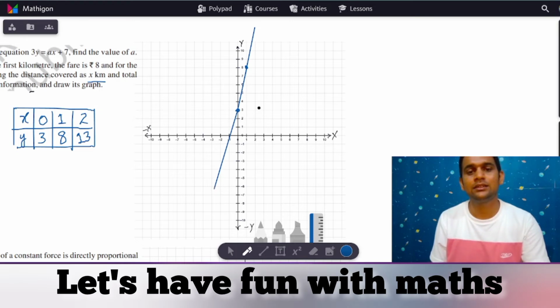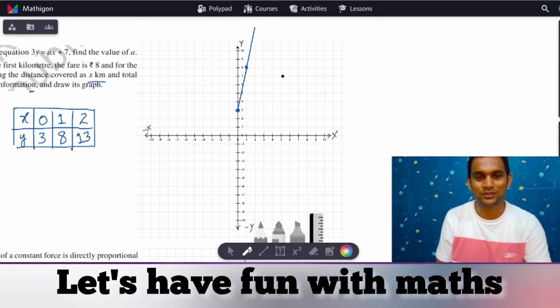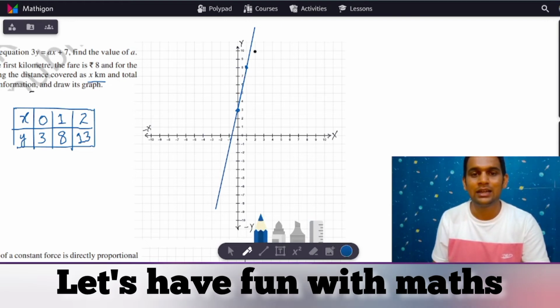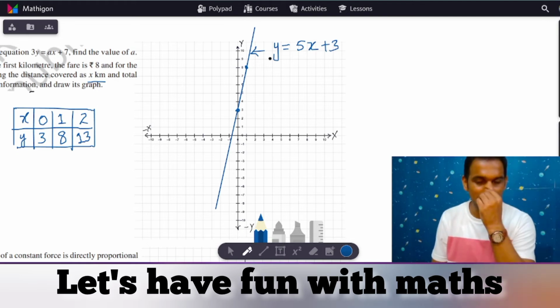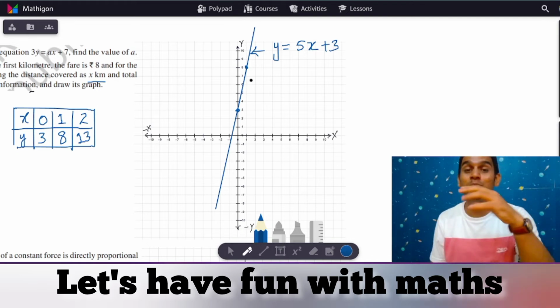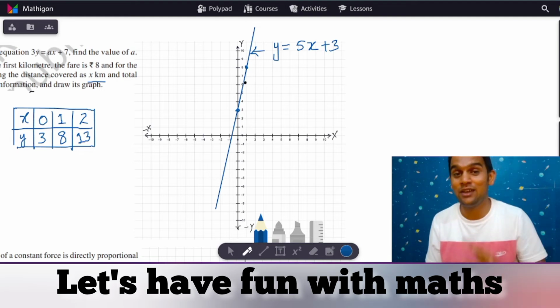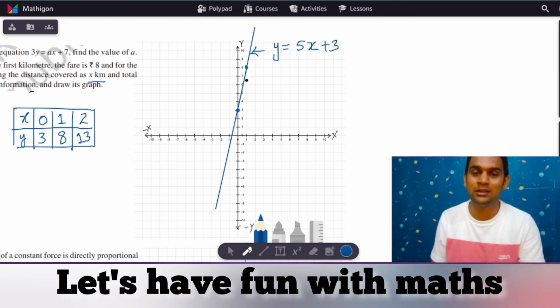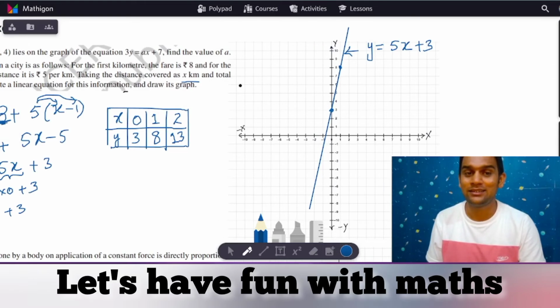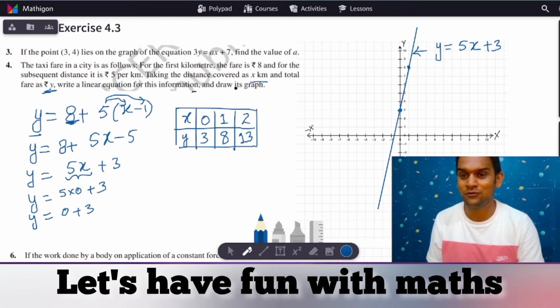Yes, and this graph does not look right, it needs to be a straight line, so I will make it a straight line. This graph becomes the graph of our equation, that is y equals 5x plus 3. Yes, that is how the graph will extend. Now, whatever point you take, we can directly tell what is the distance and how much will be the fare, and that makes this solution much more impactful.